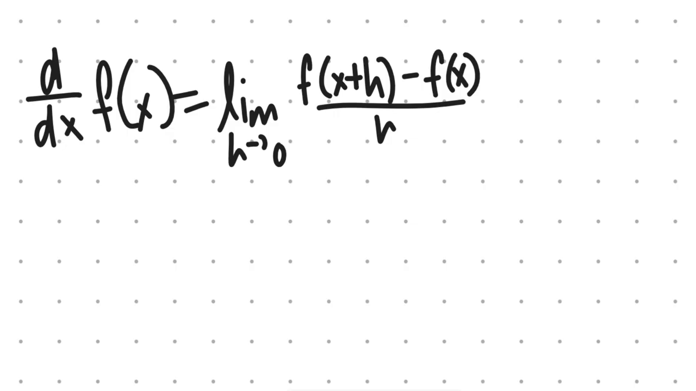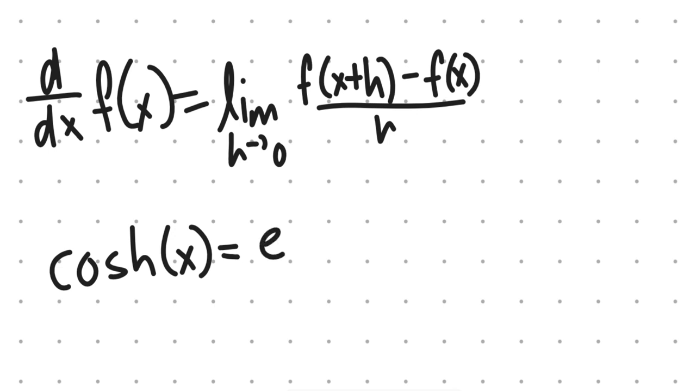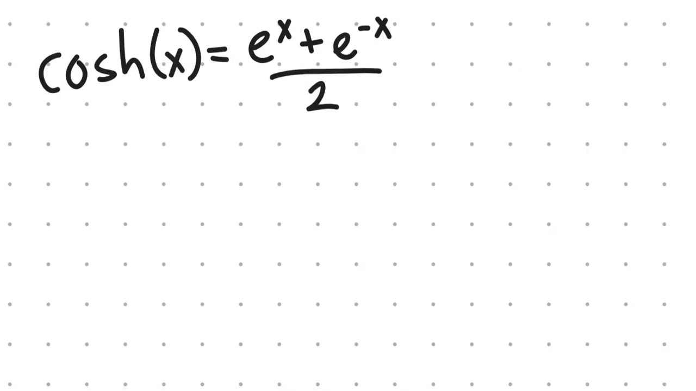The other demonstration for the hyperbolic function goes as follows. We are going to use the exponential function e to the x. It states that cosh of x is equal to e to the x plus e to the negative x over 2. Now we can use this fact and put all of our e to the x functions into our limit, which would make it easier for us.